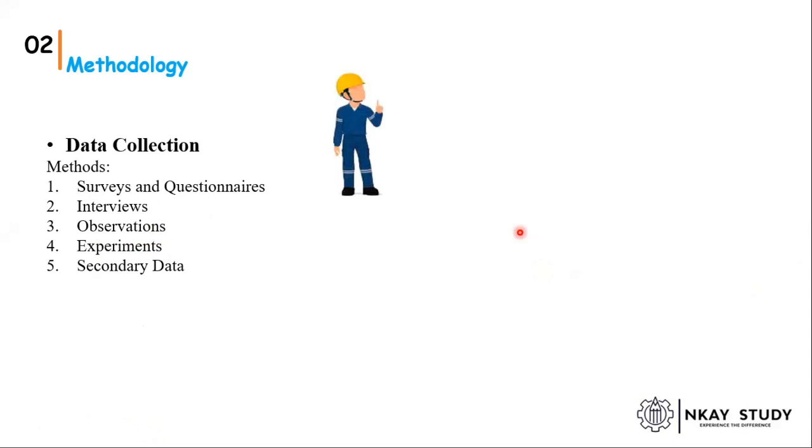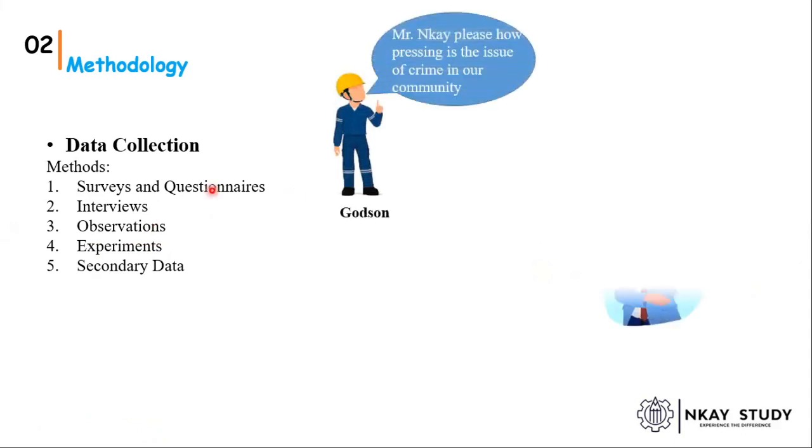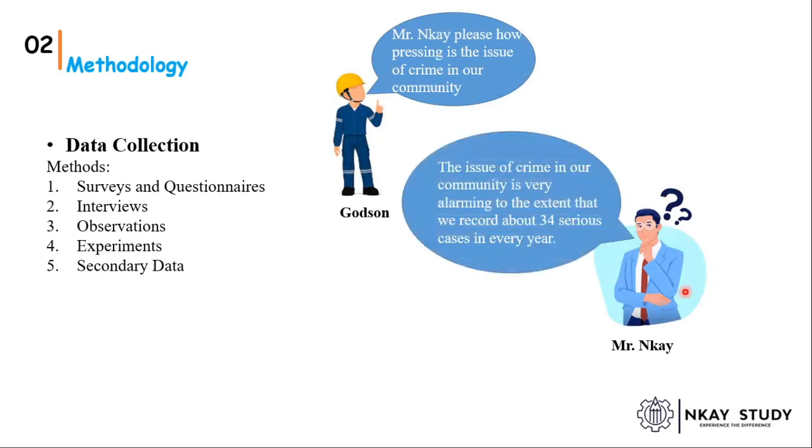This is an engineer. This is Godson. And then he's asking Mr. NK. This is Mr. NK. Mr. NK, please, how pressing is the issue of crime in our community? Mr. NK is thinking, and Mr. NK will answer. The issue of crime in our community is very alarming to the extent that we record about 34 serious cases every year, right? Very simple. So that is interviews for you, right?